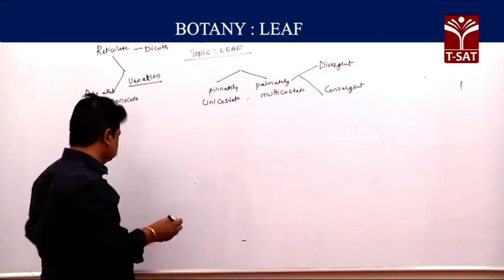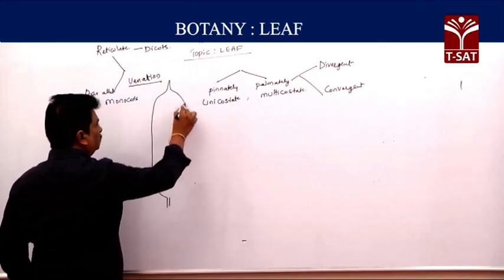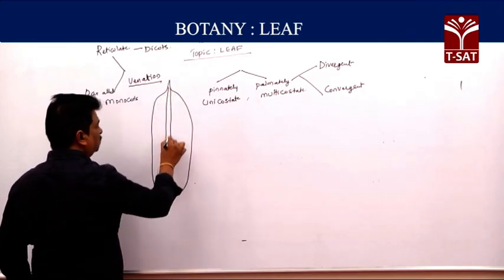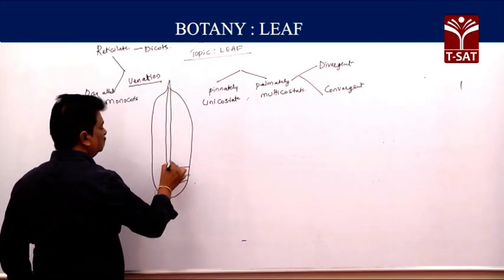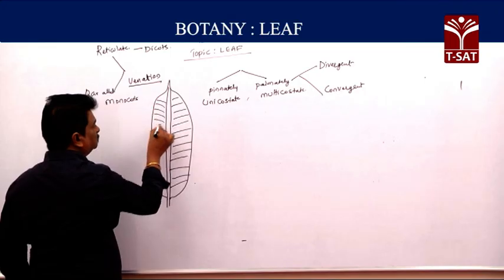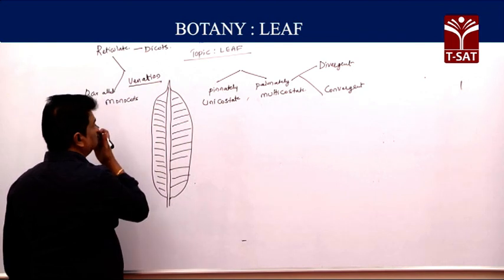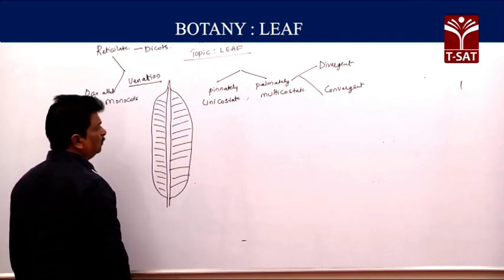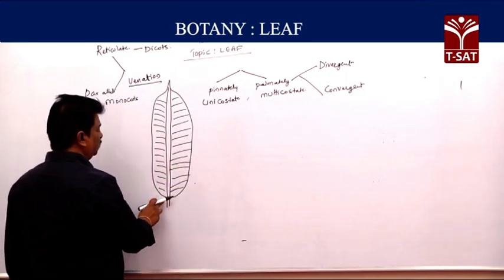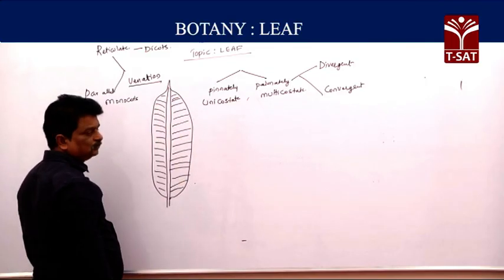Next one, parallel venation. In parallel venation, the arrangement of veins on the lamina is parallel, so it is called parallel venation. Parallel venation is also of two types. One is pinnately parallel and the second one is palmately parallel. In pinnately parallel, only one midrib runs from base to apex and it gives lateral veins in a parallel type.